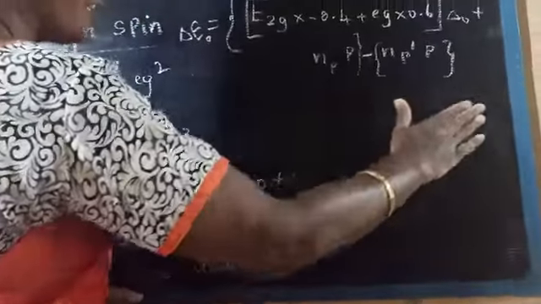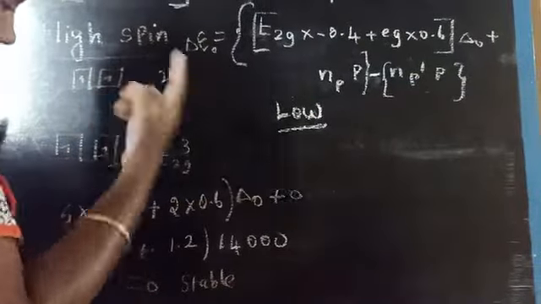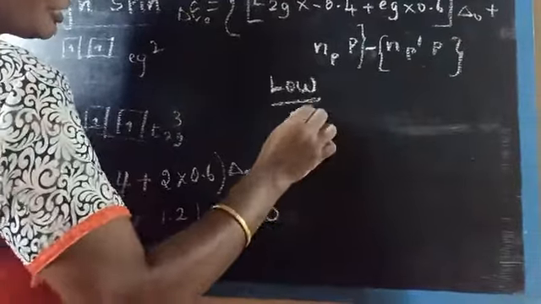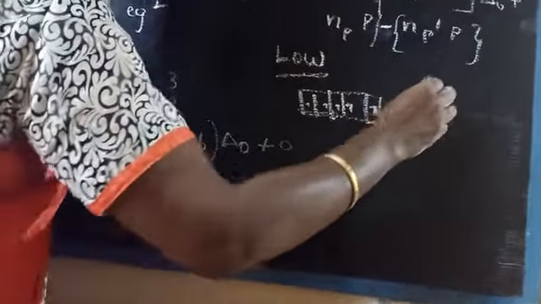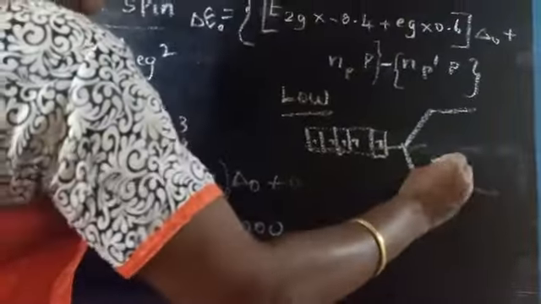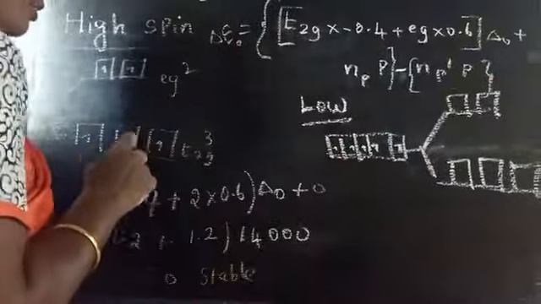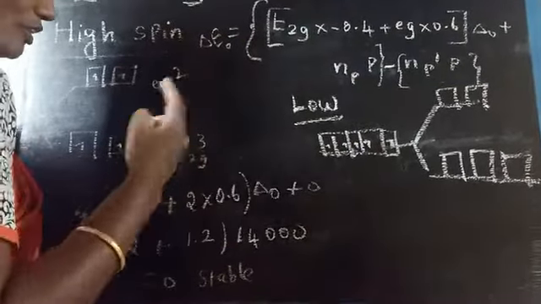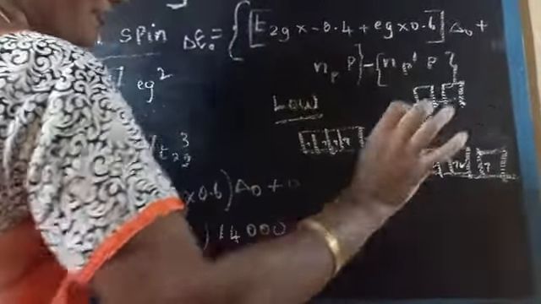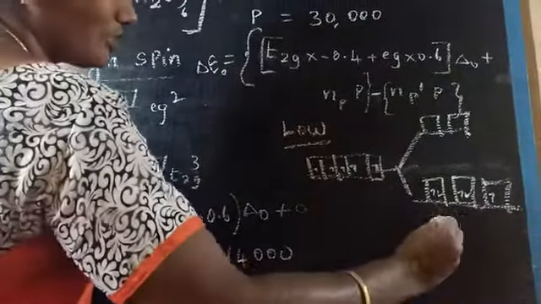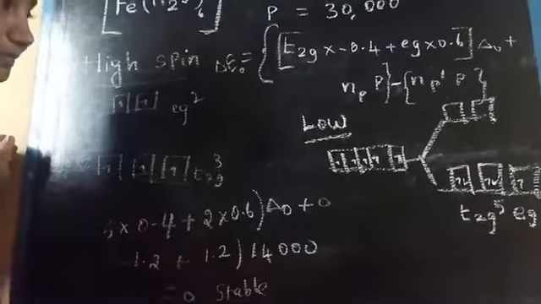Now to calculate for the low spin complexes. In low spin, this is the pattern to fill the electrons. Here one electron in the degenerate state, so now splitting starts. This one is for octahedral, with T2g and Eg. Here low spin means more pairing: 1, 2, 3, 4 and 5. Here no electrons in Eg. Children, T2g, how many electrons? 5 electrons, Eg 0. Are you clear?